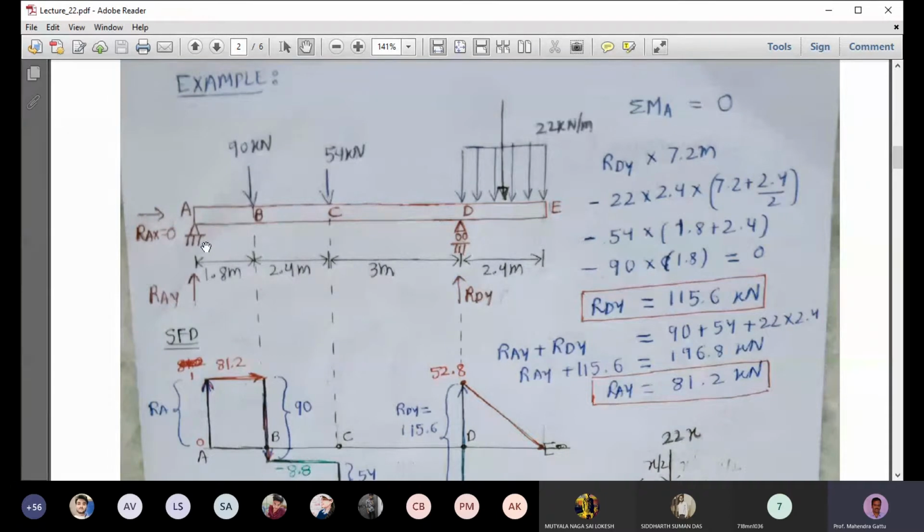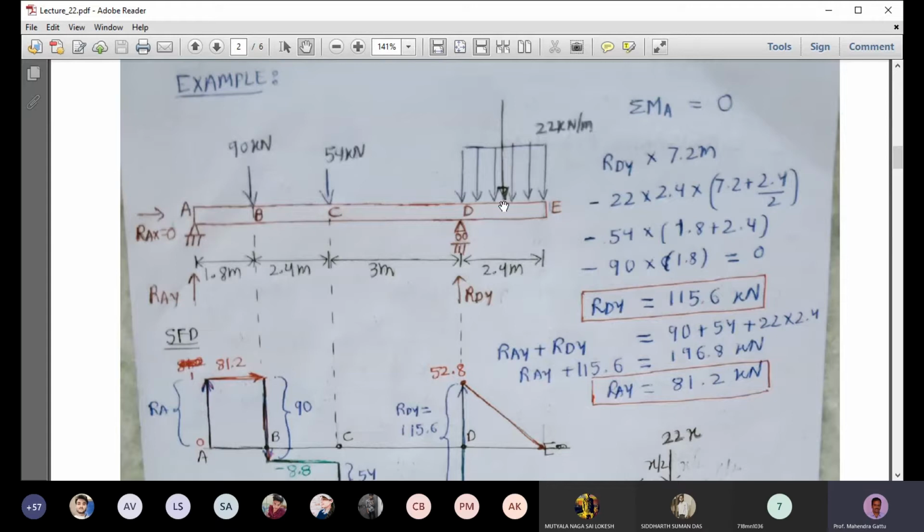First we will identify the support reactions RAX, RAY, and RDY. There is no horizontal force acting on this beam, so RAX is 0. And what are RAY and RDY? To calculate RDY, we can apply moment equilibrium about point A. The distributed load we can treat as a single concentrated load, the resultant, acting at the center of its span.